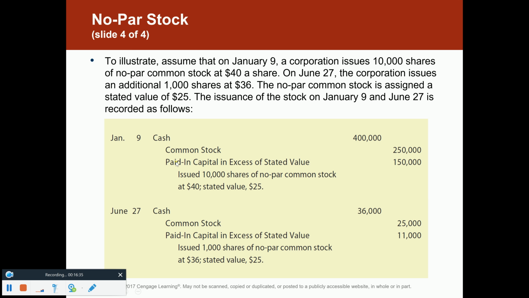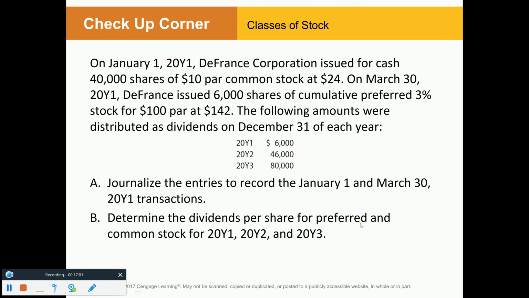So on January 9th, when we issued 10,000 shares, we would say 10,000 times 25. That would be the credit to the common stock account, but we actually sold them for 40 each. 40 times 10,000. We received cash of 400,000, but we're only going to credit common stock for 250,000. The difference is the paid-in capital in excess of stated value. You do the same thing on June the 27th.